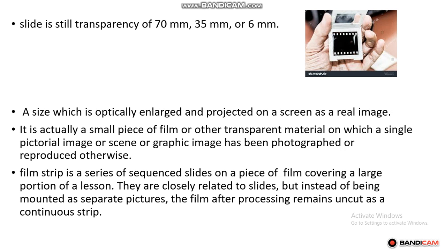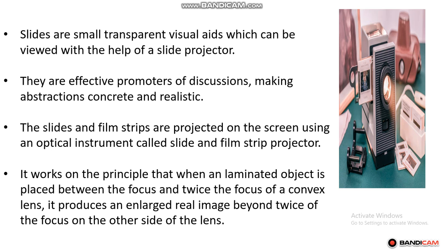In a slide, either a pictorial image, scene or a graphic image will be put onto this single slide, and that is being projected one after the other through the projector onto the screen. Whereas in a film strip, it will not be cut. An uncut series of these slides is called a film strip. So that is the only difference.